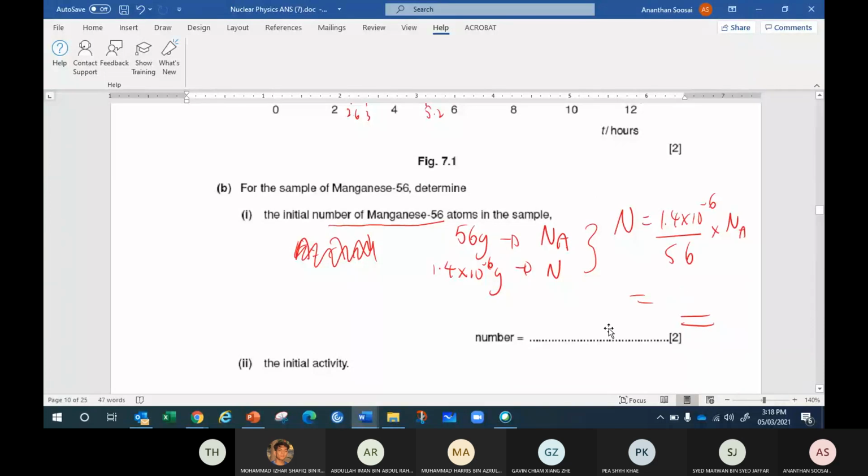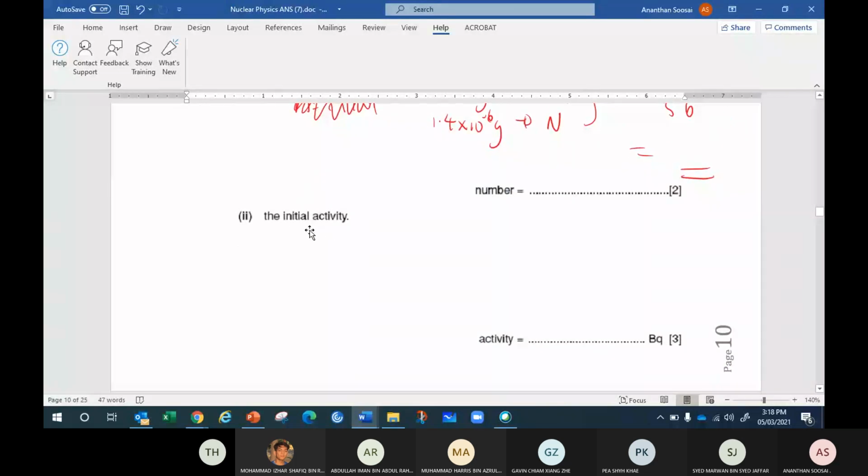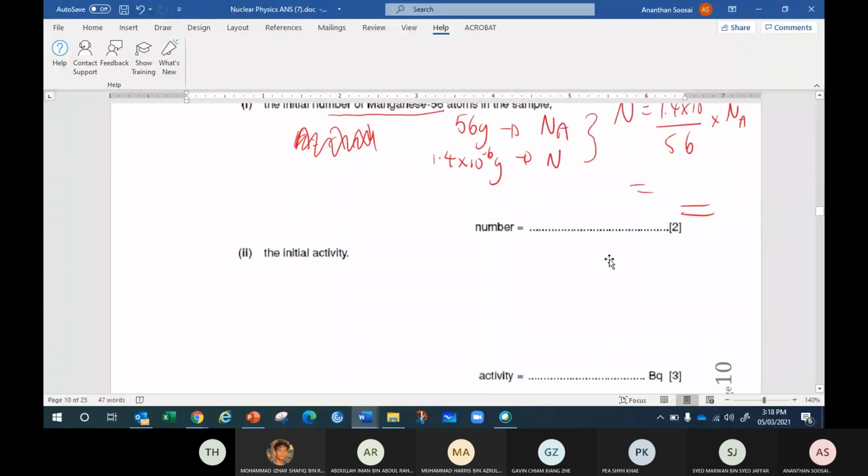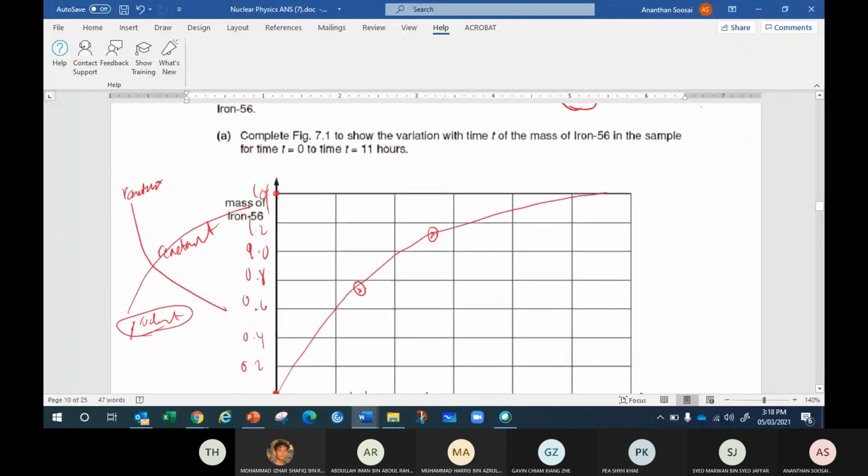So you get the number of particles in 1.4 microgram. They're testing your conversion again. Next, the initial activity. What is the initial activity of that substance? Now use A equals lambda N. You know N already, so you can put the N. Lambda, another trap. Is lambda given?